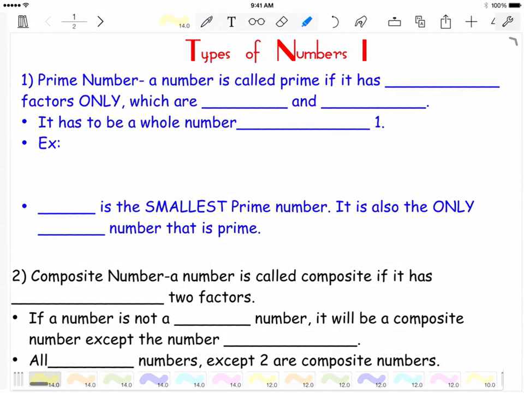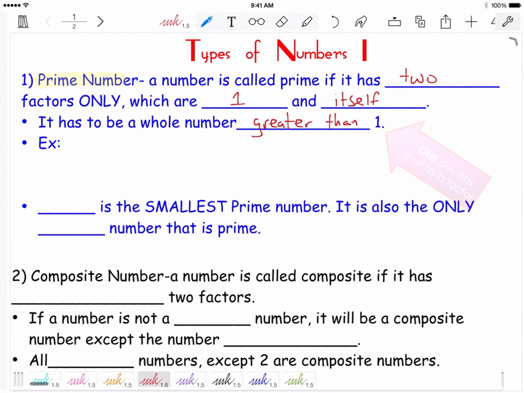The first word is prime number. A number is called prime if it has 2 factors only, which are 1 and itself. Also, it has to be a whole number greater than 1 because 1 only has 1 factor, which is itself. An example of a prime number is 2 because it only has 2 factors, which are 1 and itself. Also, 2 is the smallest prime number. It also happens to be the only even number that is a prime number.